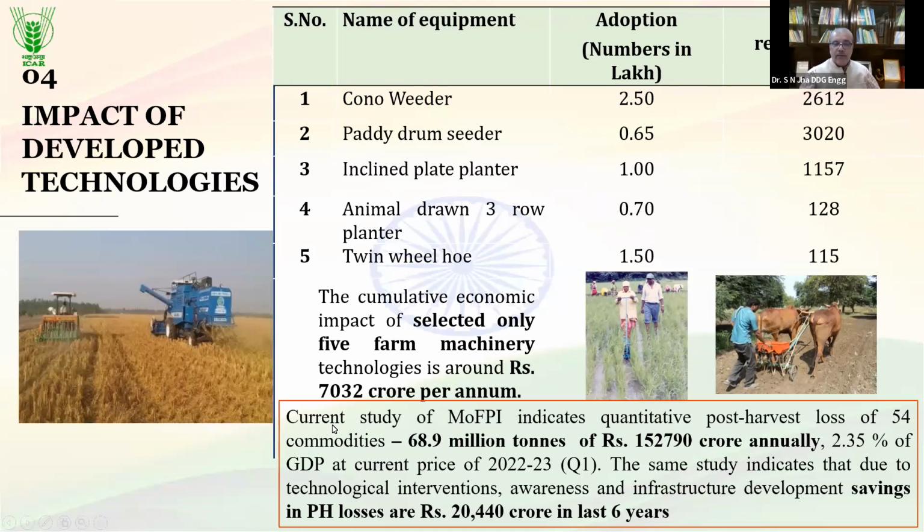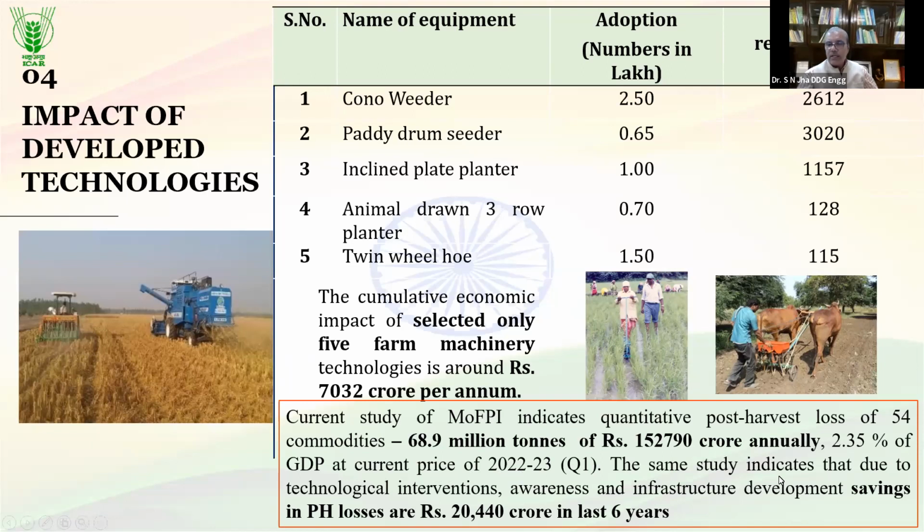Most recent data I have put here for post-harvest. The current study of NIAP indicates the quantity of post-harvest loss of 54 commodities is 68.9 million tons. 68.9 million tons we are losing, which is about 52,790 crore annually. That is what we are losing. That is around 2.35% of GDP, at current prices of 22-23 Q1.